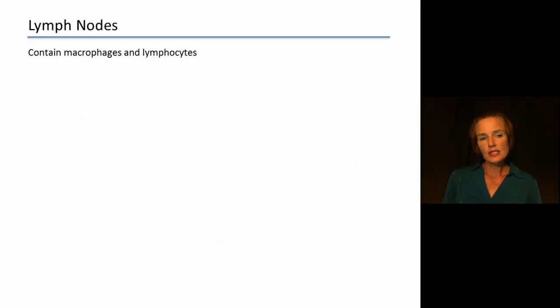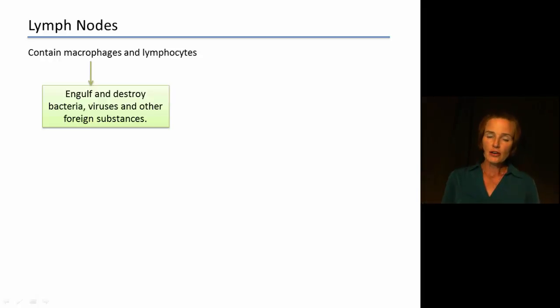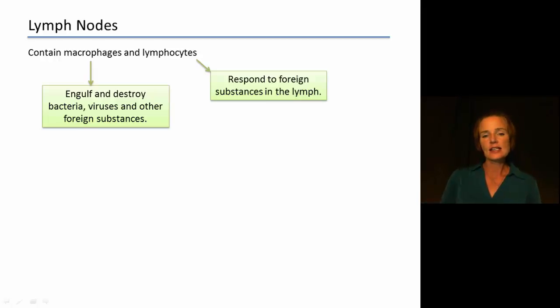Now, the lymph nodes themselves, they contain macrophages and then also lymphocytes. The macrophages, their job is going to be to engulf and destroy bacteria, viruses, and other foreign substances. So they're pretty much eating them or wrapping themselves around those foreign substances. That's what we mean by engulf. And the lymphocytes, these are going to respond to foreign substances that are in the lymph.